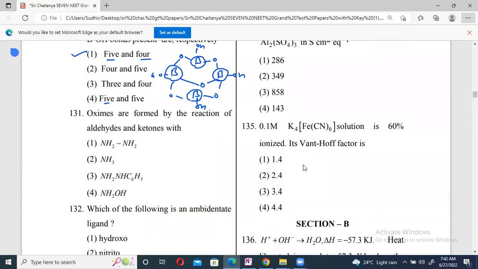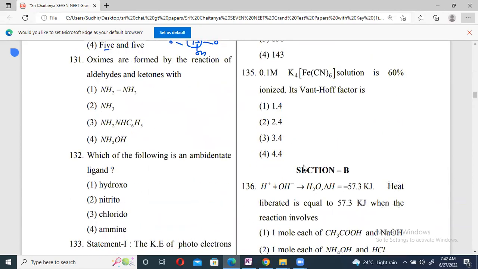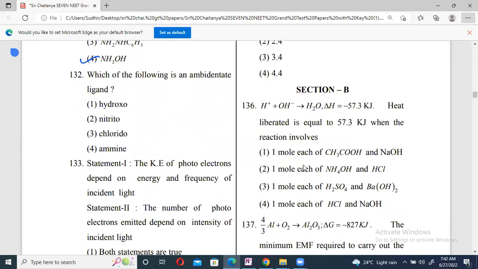131, sir. In 131, oximes are formed by the reaction of aldehyde and ketone. Do you know aldehyde and ketone on reacting with NH2OH give rise to oxime? Fourth option. But which of the following is an ambidentate ligand? Ambidentate ligands are NO2, CN and SCN. So NO2 is nitrito, second option, right?